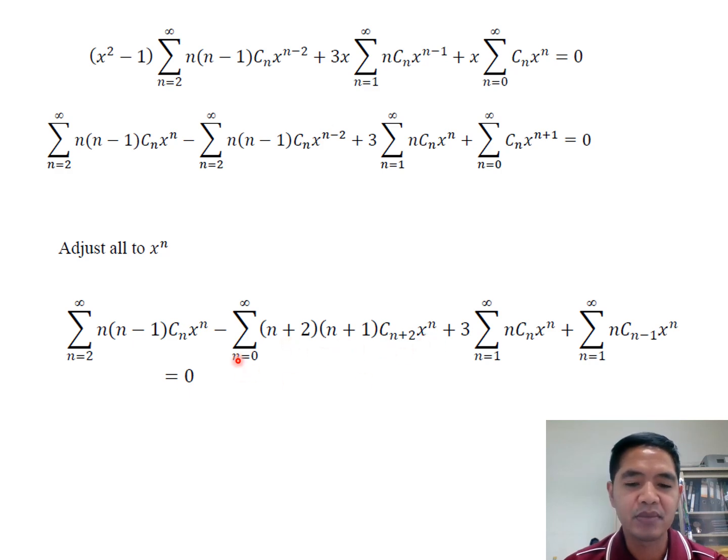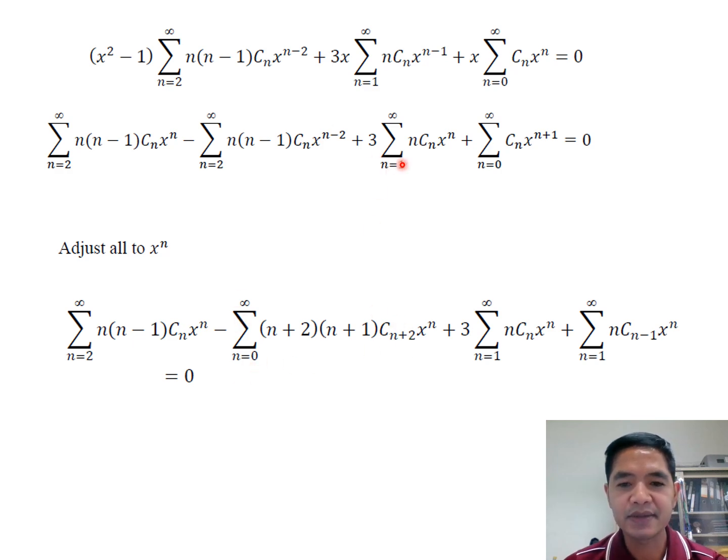Okay, but here in the summation form, n starts from 2, but when you add 2 here, you have to subtract 2. So n equal to 2 minus 2, so you get n equal to 0. So this one is going to be n starting from 0 to infinity of this form.